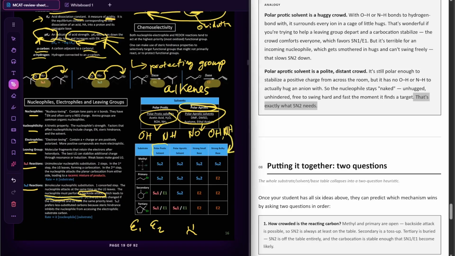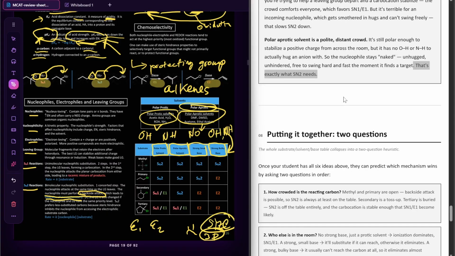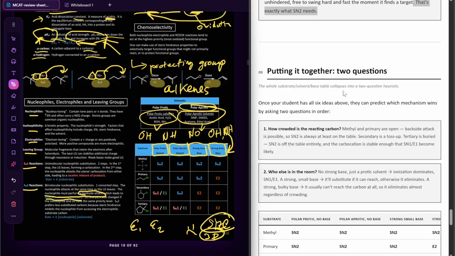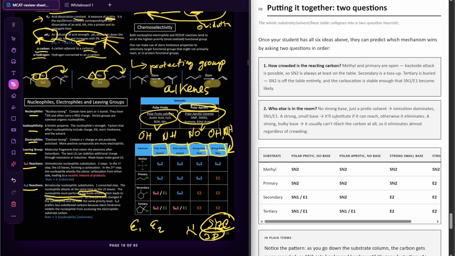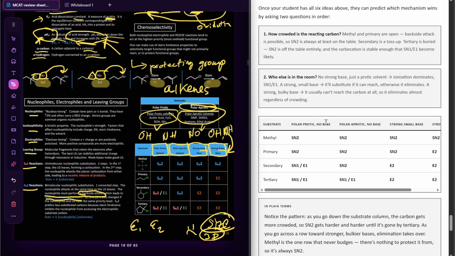So if you have a polar protic solvent or a polar aprotic solvent, and then whether you have a strong bulky base or a strong small base. In organic chemistry, it's not just about whether you're strong or weak, like in general chemistry. It's also about the size. And organic chemistry considers a lot of 3D shapes as well, right? It's thinking about everything in 3D. So that's why you'll see bulky here and small here. So then we have the table.